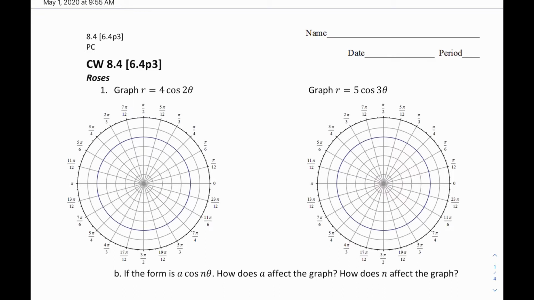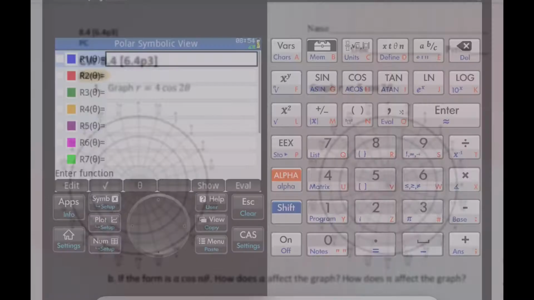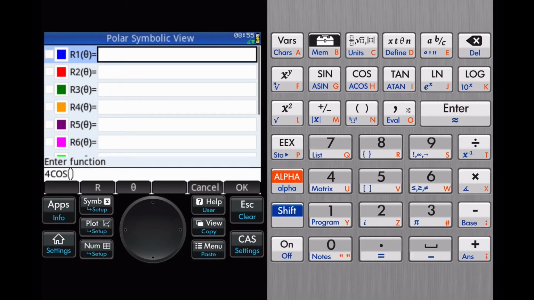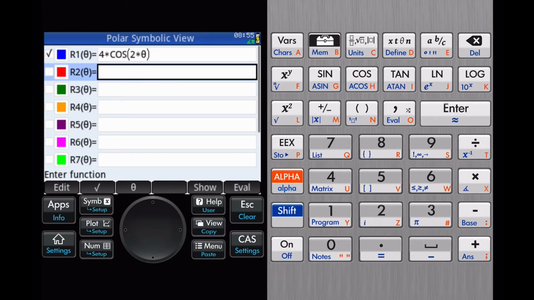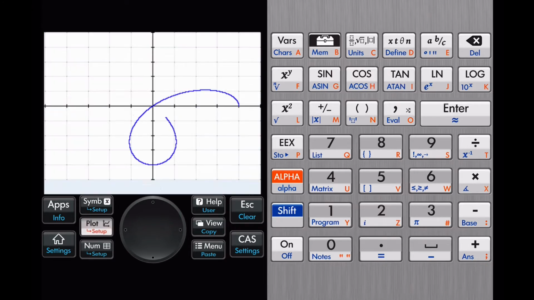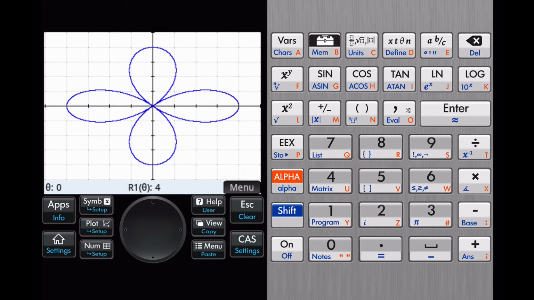Welcome to CW 8.4. We're going to continue our study of polar graphs, and today we are finishing up with roses. So open up your calculator and let's graph our first function right there: 4 cosine 2 theta. Let's go to plot and take a look at that.